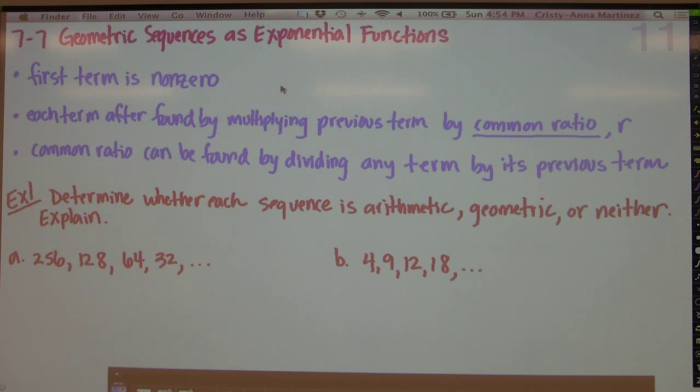Hi there, this is an Algebra 1 video. It is Chapter 7, Section 7, and today we are discussing geometric sequences as exponential functions.